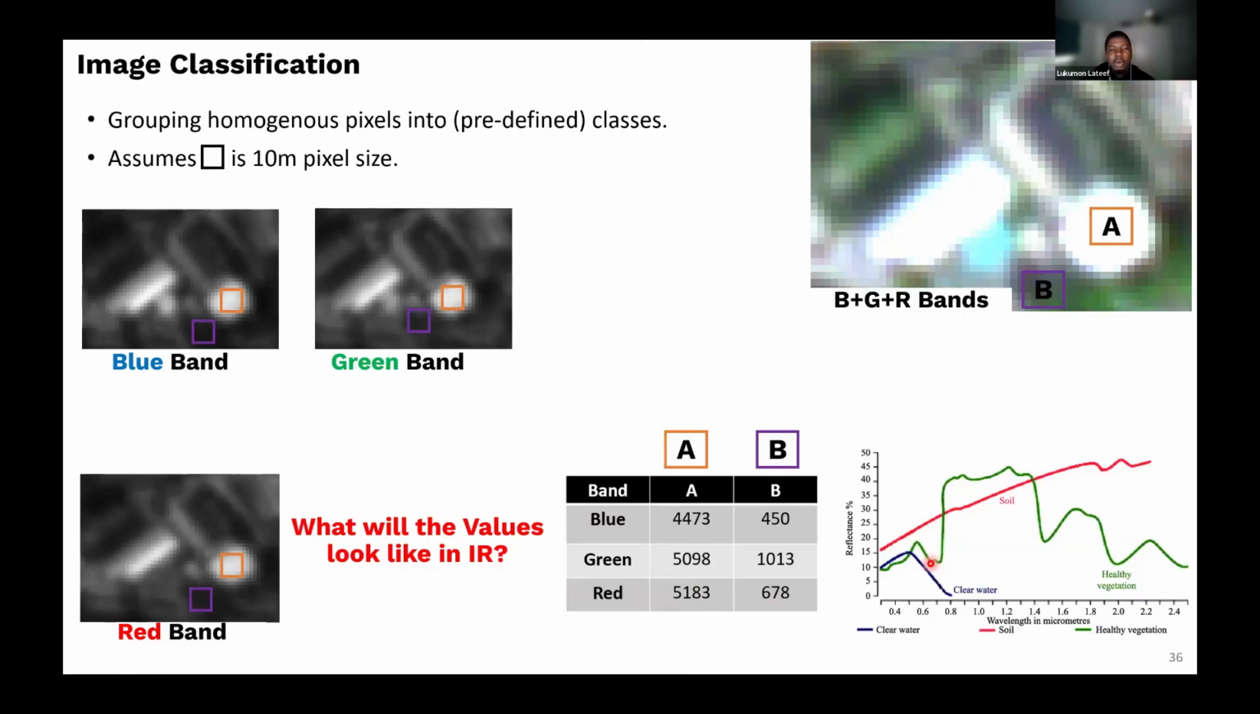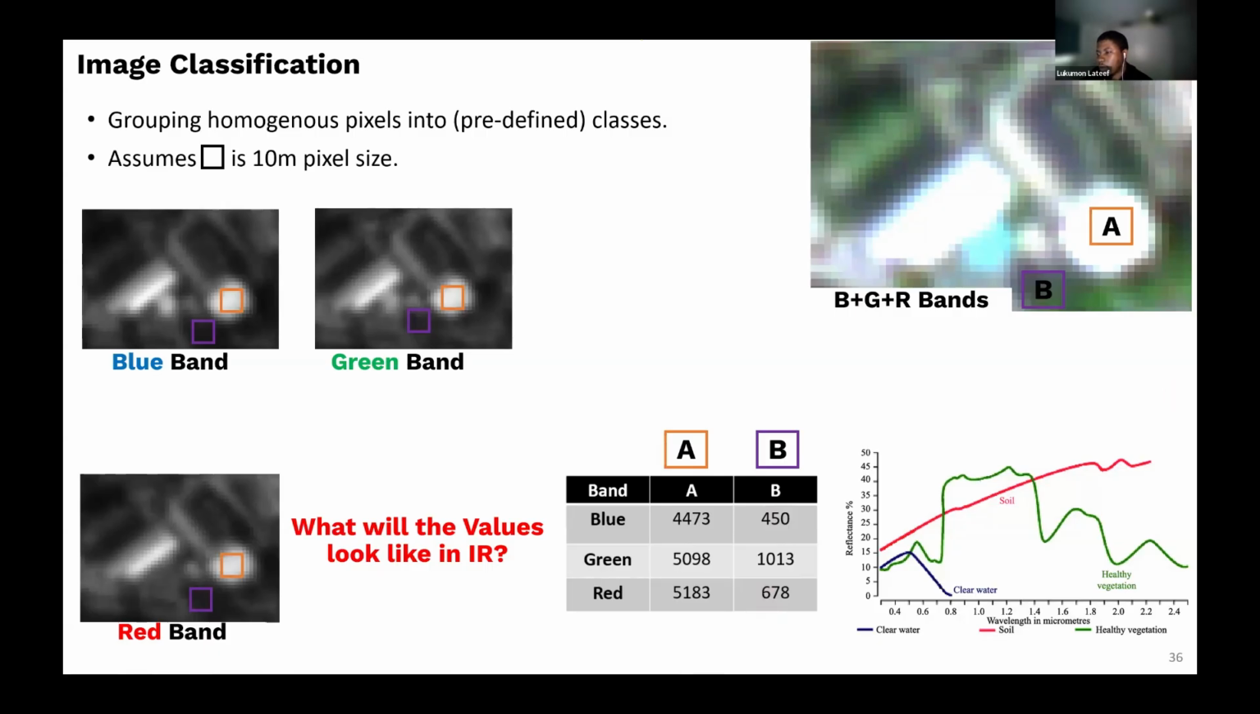So can anyone tell me what the value of the vegetation would look like in the infrared? Is it going to be closer to the value we have in the blue or red, or more than the value that we have in the blue or red? You can type it in. Is the reflectance in the infrared going to be close to the value we have in the blue and red for the vegetation, or is it going to be more than that?